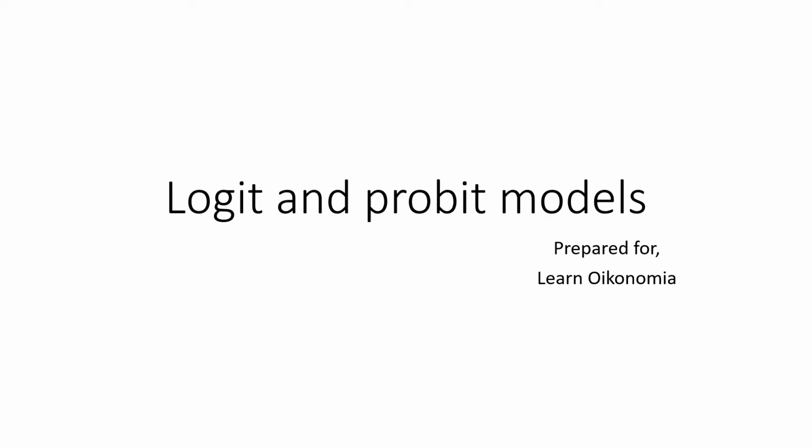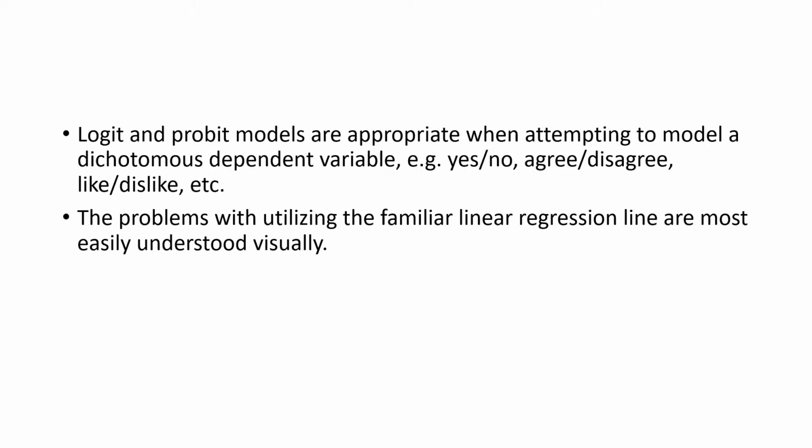Having discussed a lot about the various problems in regression analysis with respect to the Gauss-Markov theorem, here we are going to look into two different models, the Logit model and the probit model. Before understanding the difference between these two models, let's understand that whether it is Logit model or probit model, these two models are used when you attempt to model some dichotomous dependent variables.